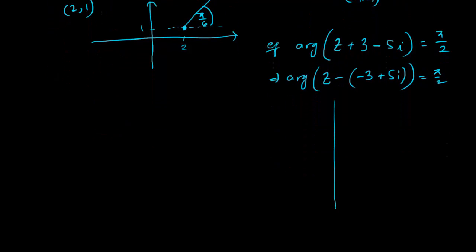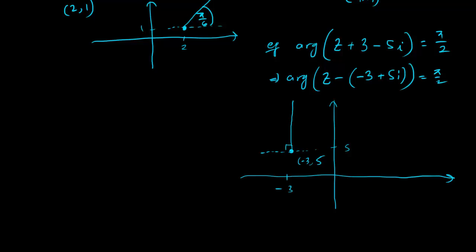So x is minus 3, y is 5, so this point is going to be (minus 3, 5), and it is 90 degrees, so it is going to make an angle of 90 degrees with the horizontal line. So 90 degrees means completely vertical, so this is 90 degrees, and that is the transformation.